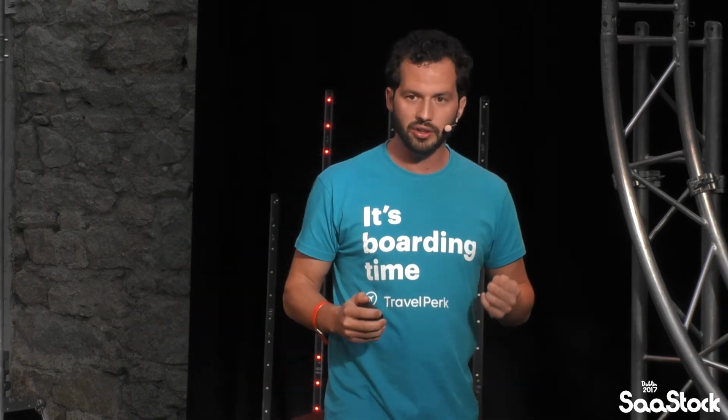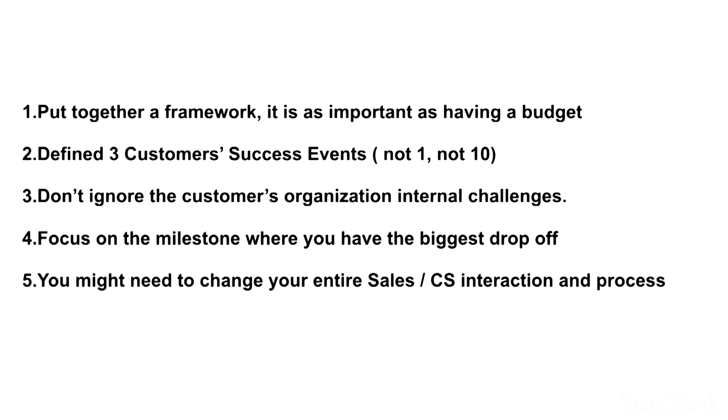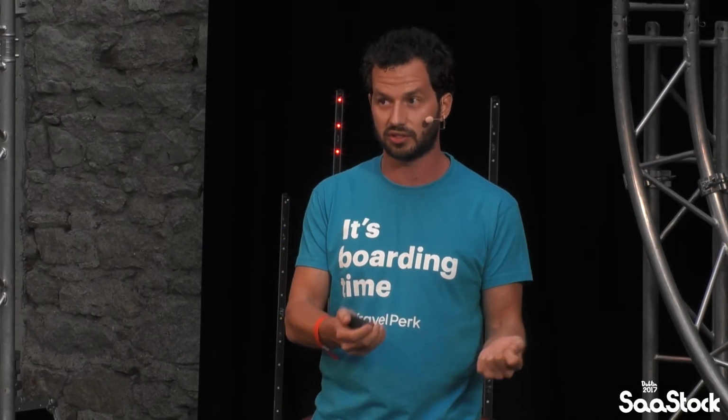The fourth one is find where you have the biggest drop-off. It's extremely tempting, always, to improve where you are really good. If you are really good at acquiring customers at the top of the funnel, you will be like, oh, I have a 1% conversion ratio, I just need to add more people at the top of the funnel. No, find where you are weak, because this is where you're going to move the needle the most.